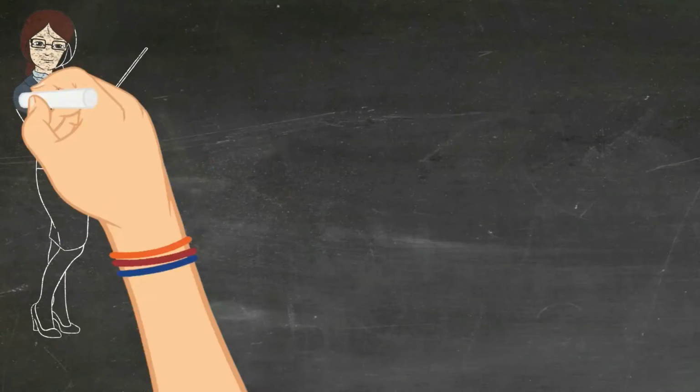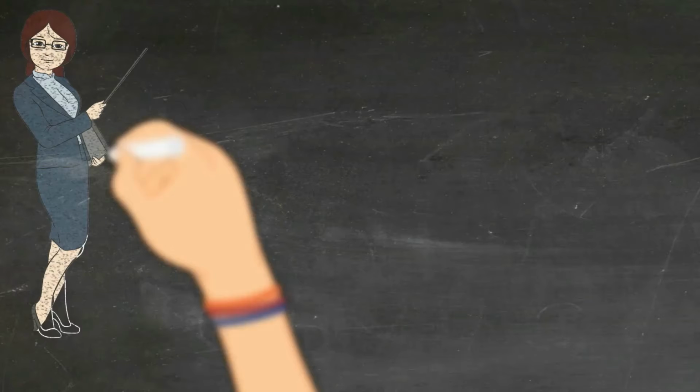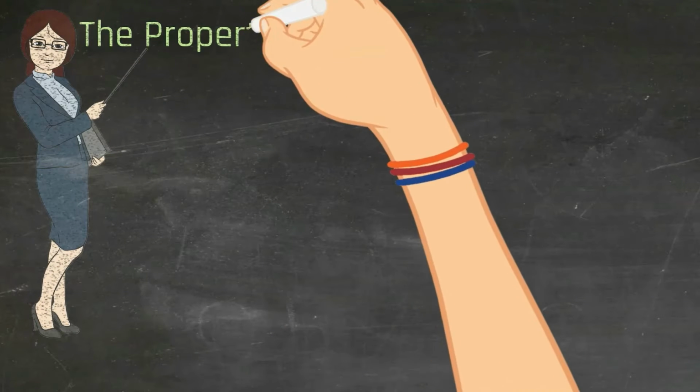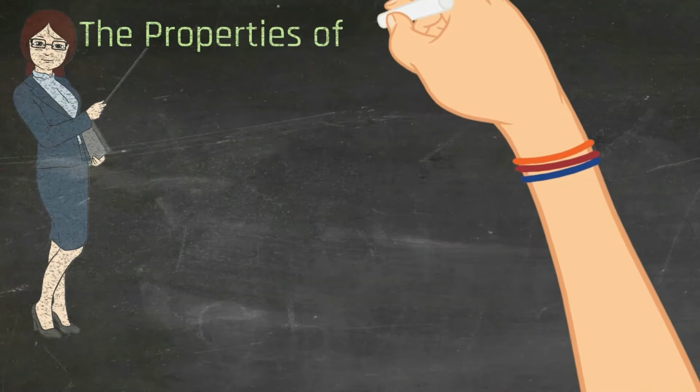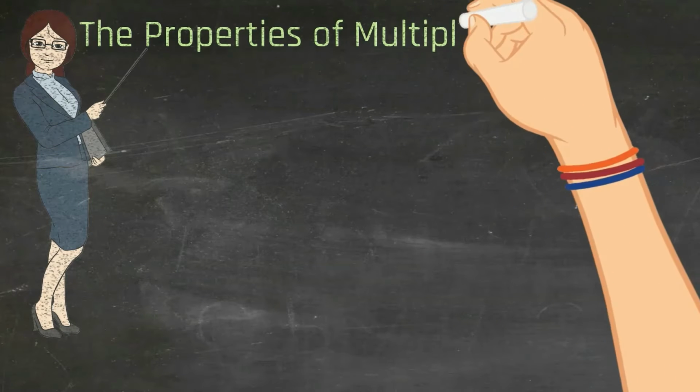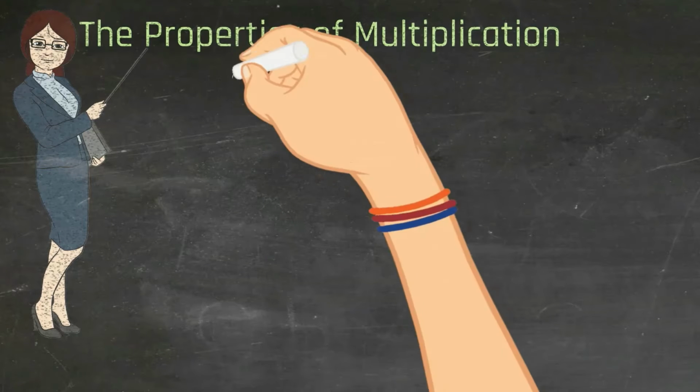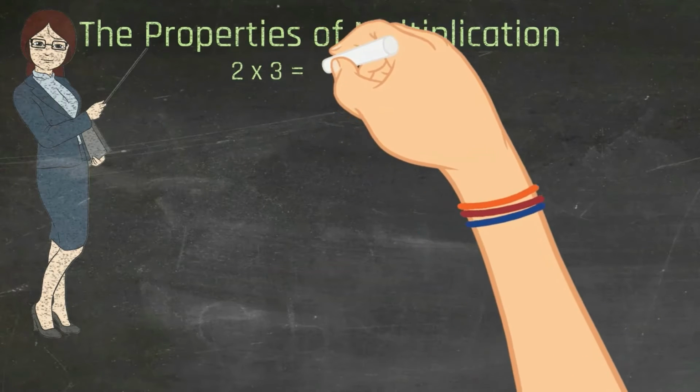The previous lesson was about the definition of multiplication. This time, we will be talking about the properties of multiplication. What are the properties of multiplication? Let us begin our lesson with this example. Is 2 times 3 equal to 3 times 2?